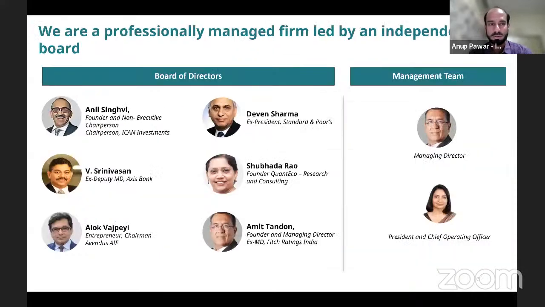This is our board here. If you look at them, each of them is a very recognizable face. Our management team, of course, is headed by Amit Tandon. Amit is on the call, incidentally. Hetal is our president and COO. Amit is running the day-to-day operations and looks at all aspects of the business. Hetal is more responsible for the research aspects.